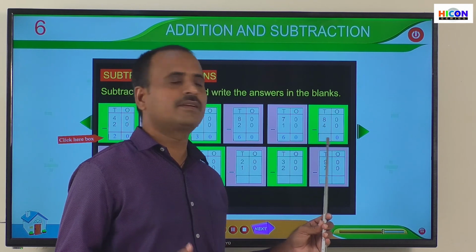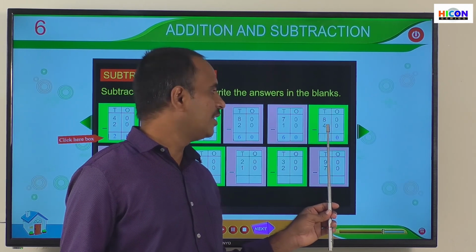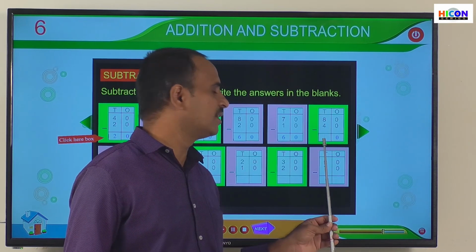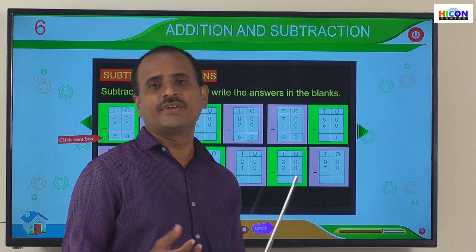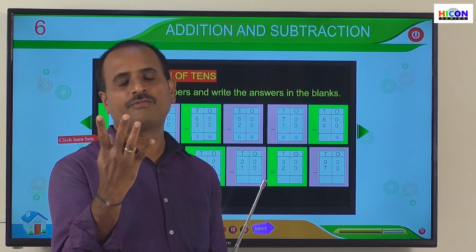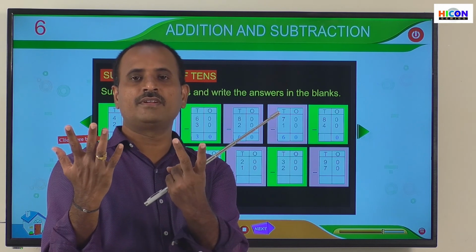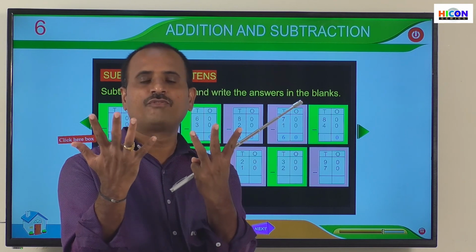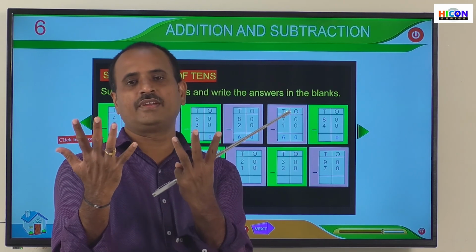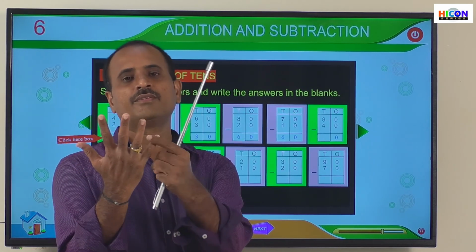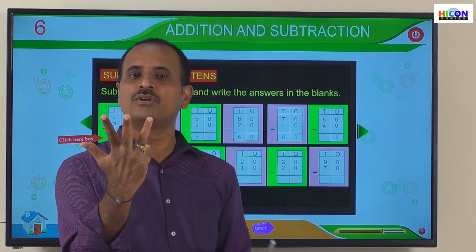So how can we subtract? So first open 8 fingers and close 4 fingers among 8 fingers. The remaining fingers will be the answer. So open 8 fingers first. 1, 2, 3, 4, 5, 6, 7, 8. So children, these are the 8 fingers. And now close 4 fingers among these 8 fingers. So close 4 fingers. 1, 2, 3, 4. So children, I have closed 4 fingers.